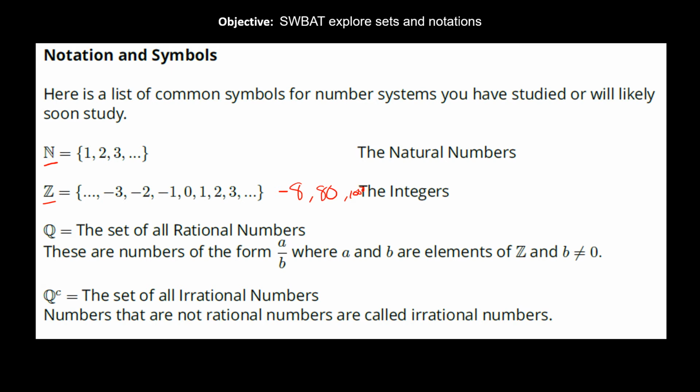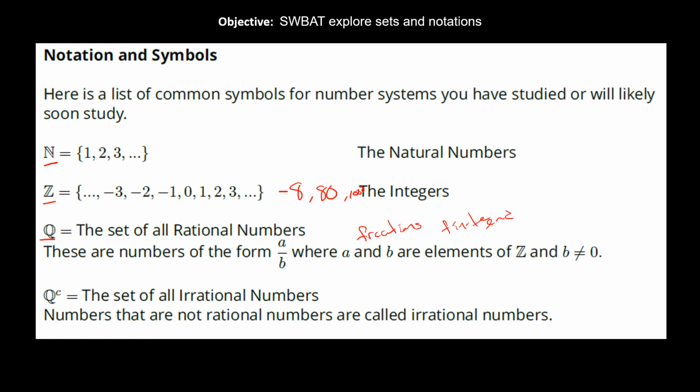Q, and this will be a new one for some of us, is the set of rational numbers. These are numbers that can be written in the form A over B, where A and B are elements of Z and B cannot be 0. In other words, these are fractions that can be written in this form.